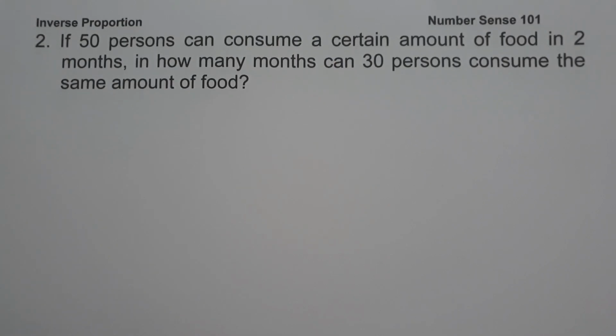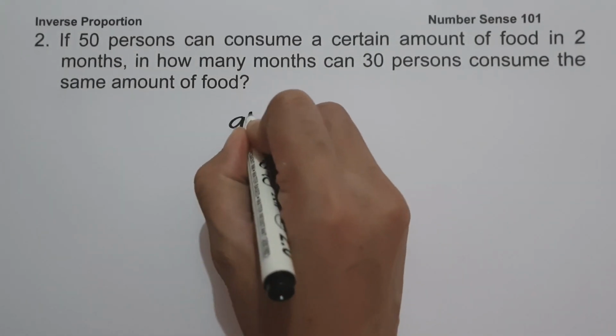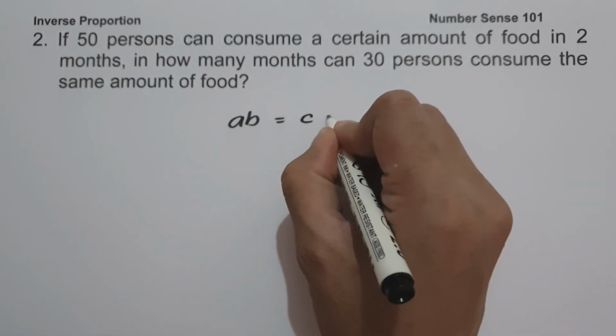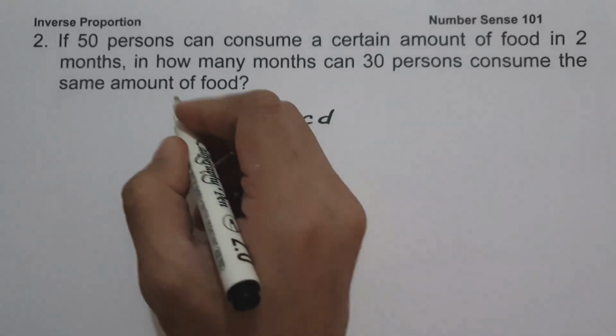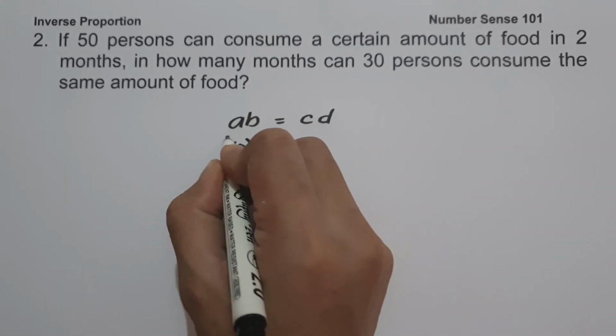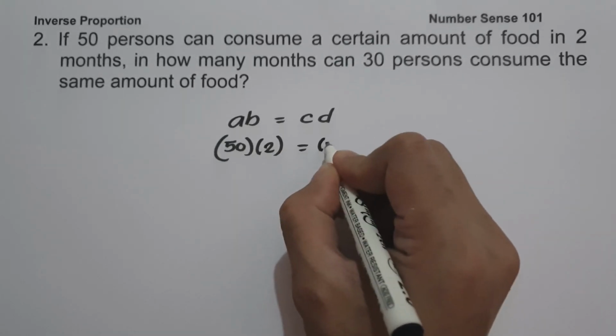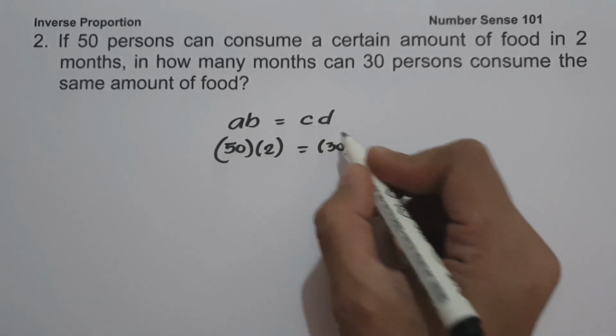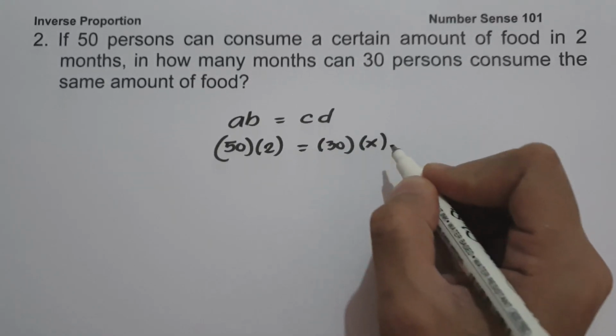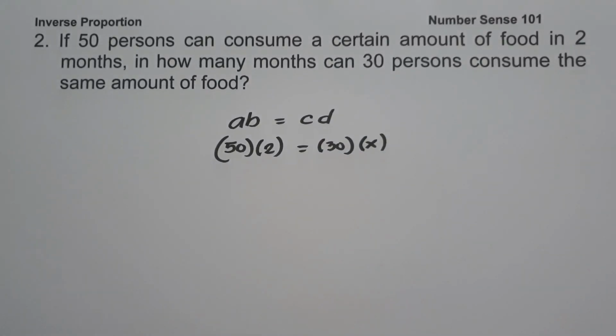how many months can 30 persons consume the same amount of food? To determine the number of months for 30 persons that consume the same amount of food, let us write this one in the form of A times B equals C times D. A, that is 50, and B, that is 2, and then C, that is 30, and let us represent D as X. That is the number of months for 30 persons that consume the same amount of food.